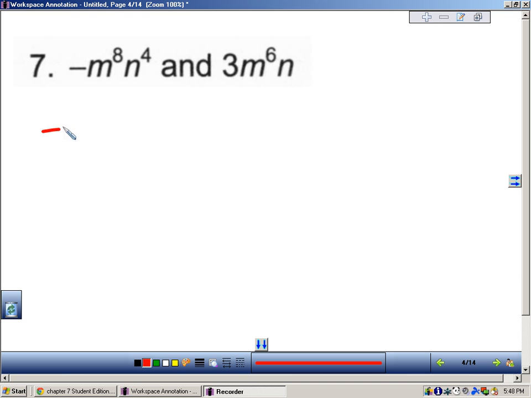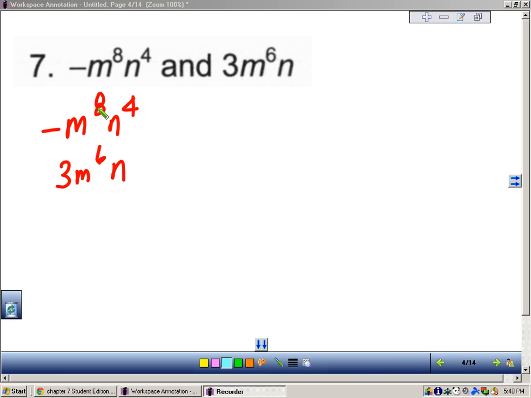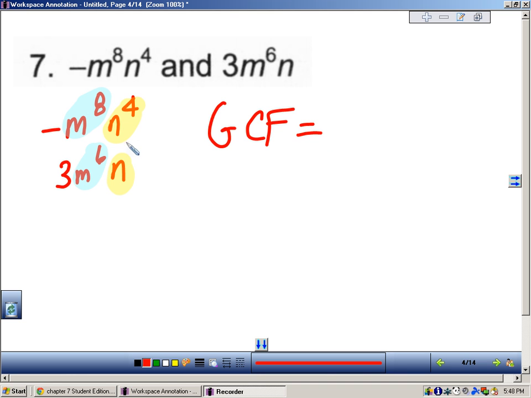Number 7. Okay, so there are no coefficients, so I'll leave that as is. And what I notice about these two is that they have a variable m in common and also a variable n. So let's take the lowest power of each. And so the greatest common factor between these two would be m to the 6th.